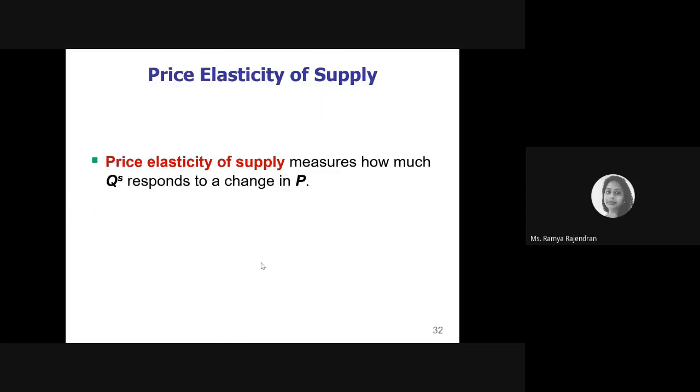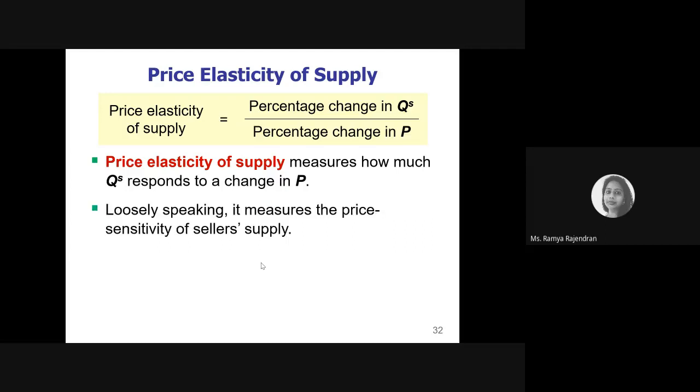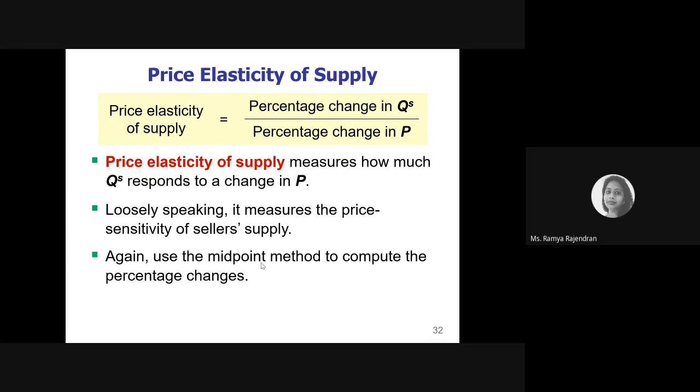Okay. So we'll be looking at the price elasticity of supply. It measures how the quantity supplied responds to a change in the price. In the demand elasticity, we have been discussing how the quantity demanded responds to a change in price. But here we'll be discussing the same thing on the supply curve. The formula is the percentage change in the quantity supplied divided by the percentage change in the price. Here also we will be using the midpoint method.